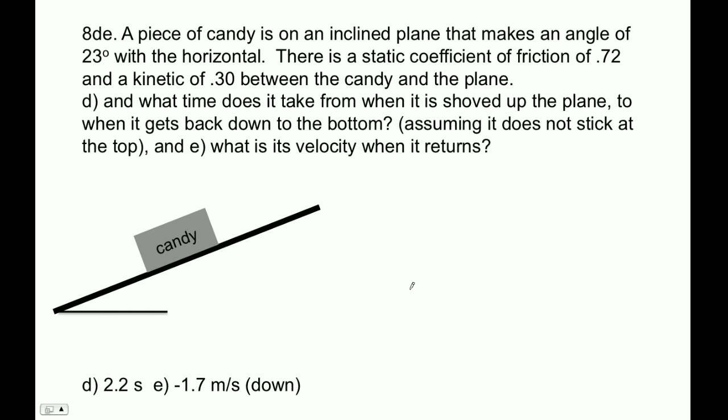Oh, such a good problem, right? So here's this thing. What we know is that this thing is pushed up the plane with a velocity of 4.15 meters per second. We know ultimately that it goes 1.316 meters up the plane, and then it slides back down. We want to know the time it takes to get back down and its speed when it reaches the bottom.